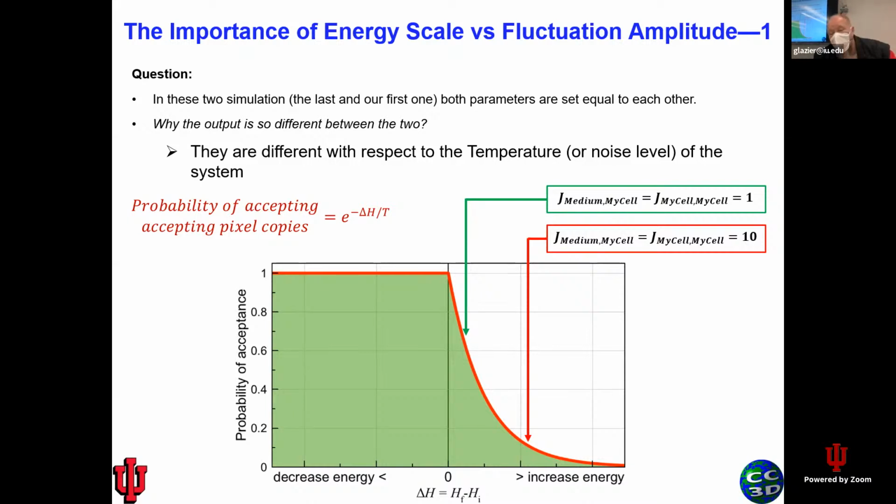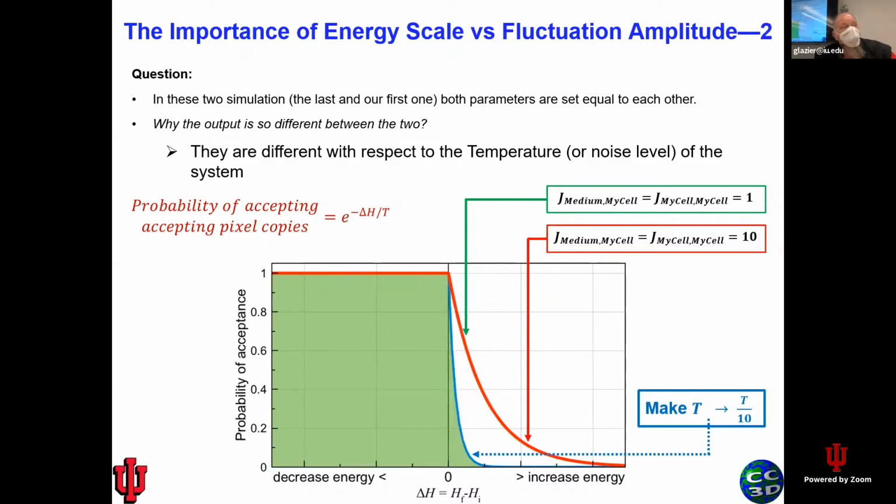And so that fluctuation amplitude is really important. The scale of energy fluctuations compared to that fluctuation amplitude, the temperature, is critical. If the energy scale is big compared to the fluctuation amplitude, then you'll get smooth boundaries. If the fluctuation amplitude is large compared to the energy scale, then you get fuzzing out and the system doesn't pay as much attention to the rules.